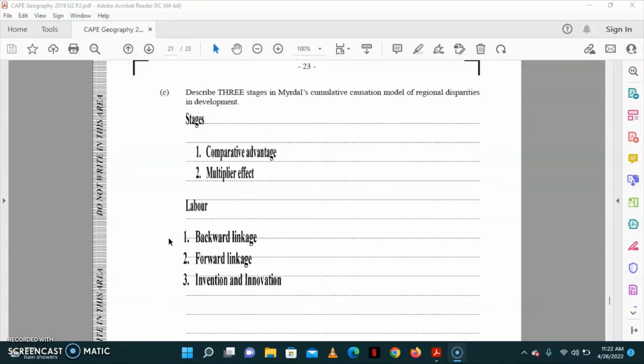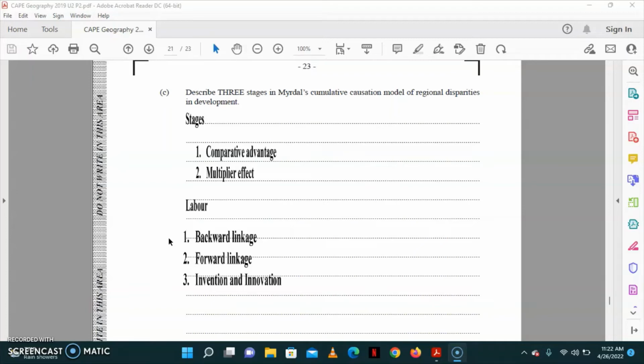Part C asks that we describe 3 stages in Myrdal's cumulative causation model of regional disparities in development. Now, the cumulative causation model shows the process of self-sustaining economic growth in a city or a region. Now, we're going to look at some of the stages. So the first stage is a comparative advantage, such as location and available natural resources, which provides the stimulus needed for development in a particular area, hence the introduction of a new industry or the expansion of an existing firm. So once there's a comparative advantage, it will stimulate the growth or the existence of a new industry. Now, the second stage is the multiplier effect.